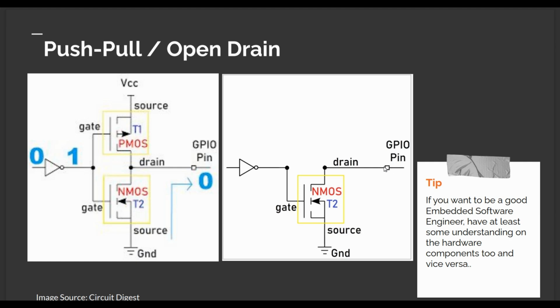So we will get a strong low logic here. Strong means this GPIO pin is connected to the ground, that means through the NMOS. So we will get a low logic at the GPIO pin.